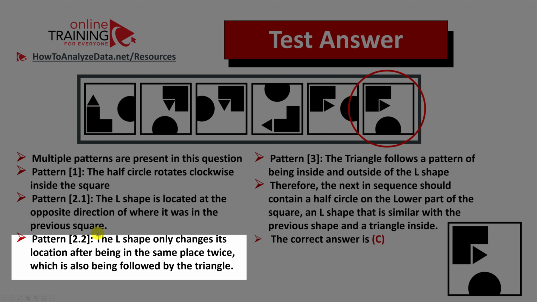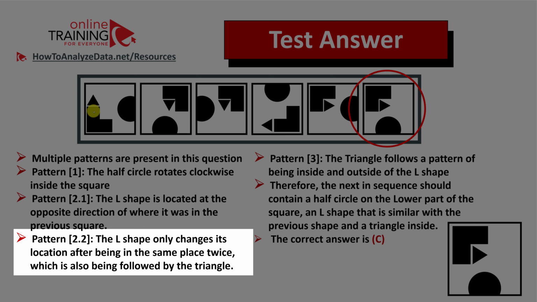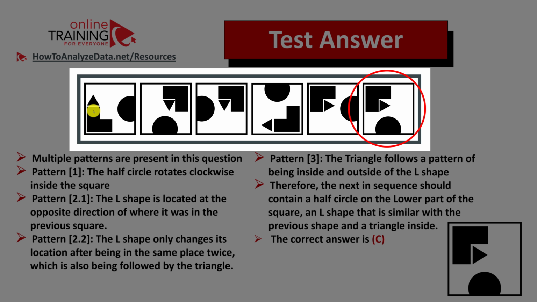And then the third pattern, also related to the L shape, is where the L shape only changes its location after being in the same place twice, which is also being followed by the triangle. As you can see, the L shape in the first square is located in the bottom left corner. And then in the next two shapes, it's located in the upper right, and then in the upper right again. Then it changes the position and goes into the bottom right. And then the next two positions, according to the pattern, would be upper left and then upper left again.